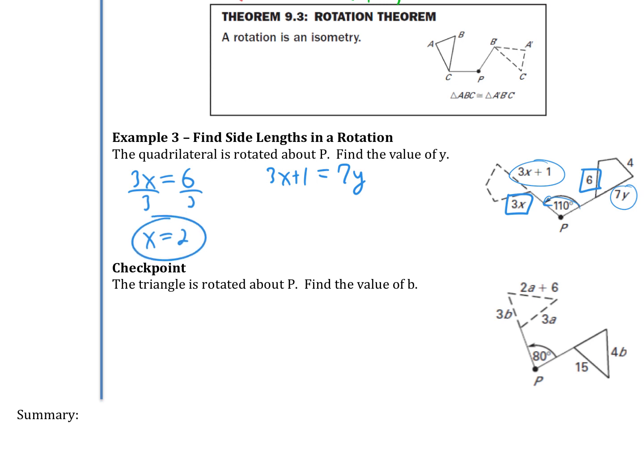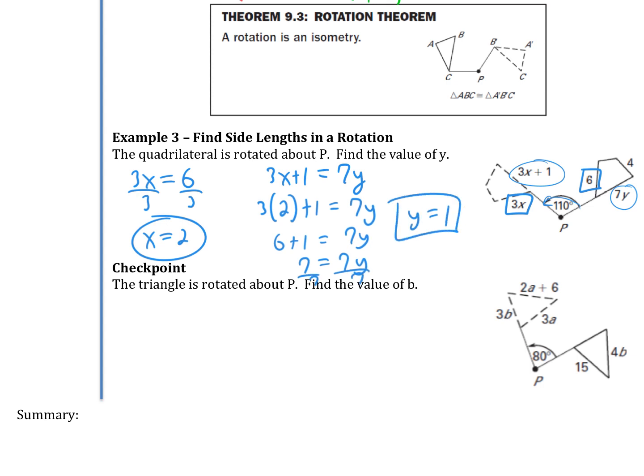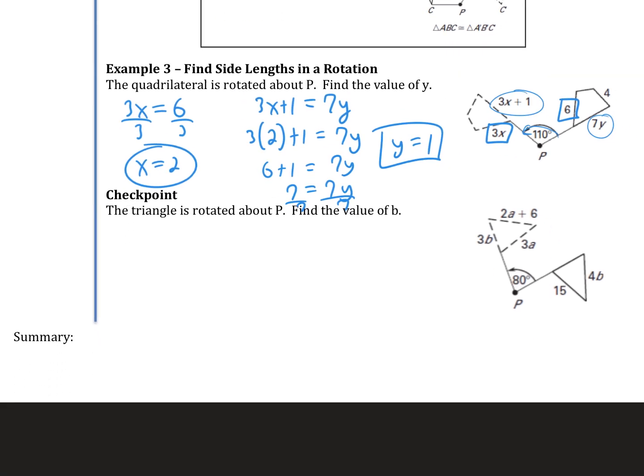Now how do we solve for y? Well, we can take that x, that 2, we can plug it in for x. So we got 3 times 2 plus 1 equals 7y. 3 times 2 is 6, plus 1 is 7y. So 7 equals 7y. Divide by 7, and y equals 1. All right? So you just got to find the matching sides, solve for anything that you need to be able to solve it, and then you can go ahead and you can solve for the missing thing here, okay? All right, why don't you guys go ahead and do the checkpoint, see how you do.